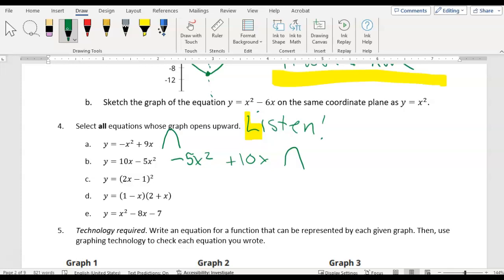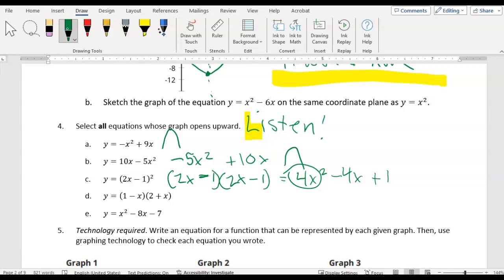Now here, this one is not written out in expanded form. Remember that this is the same as 2x minus 1 times 2x minus 1. And so this would give us a positive answer for our coefficient of a. And so C is an answer. You should circle C.